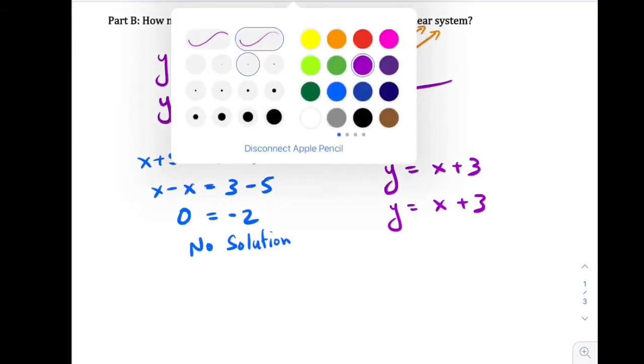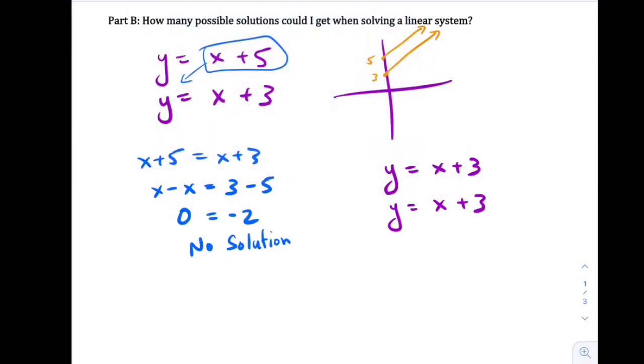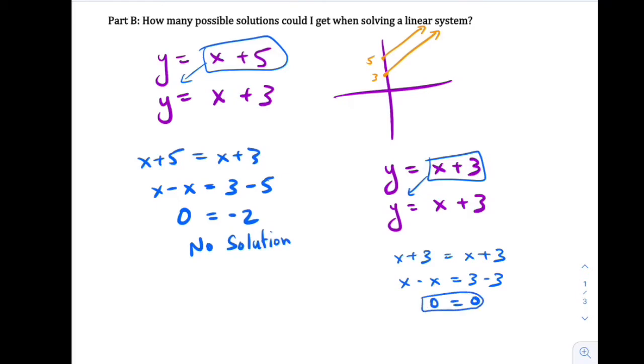So what happens in that case? Well, I'm going to take x plus 3 and substitute it in over here. I would isolate. X minus x is equal to 3 minus 3. I would get 0 is equal to 0. So I'm unable to isolate for x. However, that final line, that's true. The one over here was not true. So this would be an infinite number of solutions.